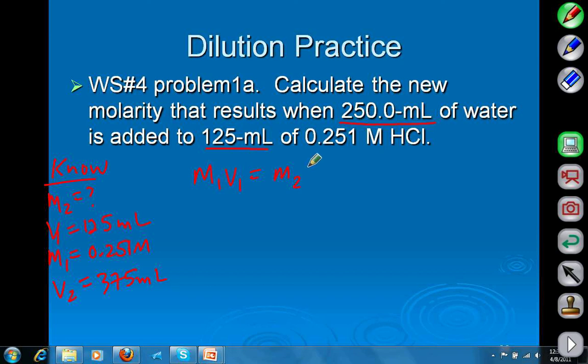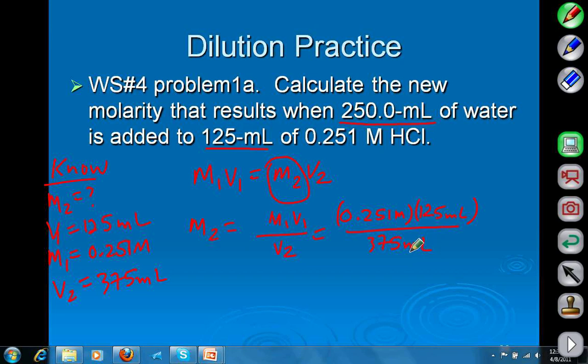Now, I'm going to use the equation M1V1 equals M2V2. In college, they'd like you to isolate your variable before plugging in the numbers. So M2 is the one I want. I'm going to put it on this side, which means we still have M1 and V1 on top, and V2 has to go to the bottom. Now we just plug and chug our numbers. M1 is 0.251 molar, multiplied by volume, which is 125 milliliters, and the second volume is 375 milliliters.